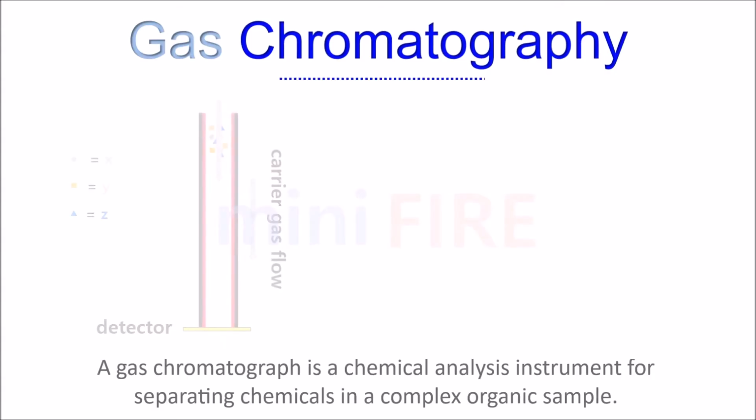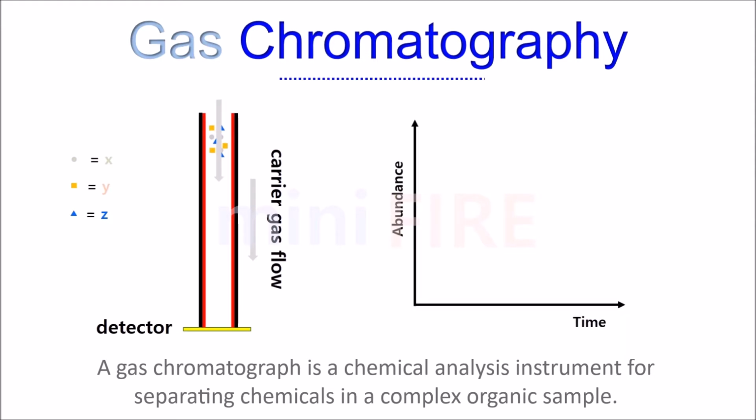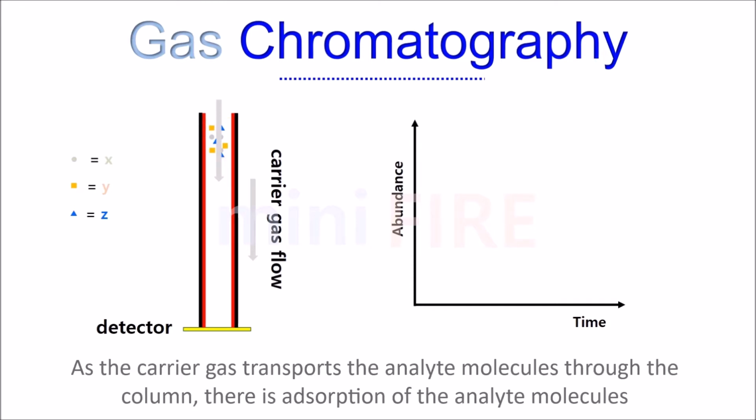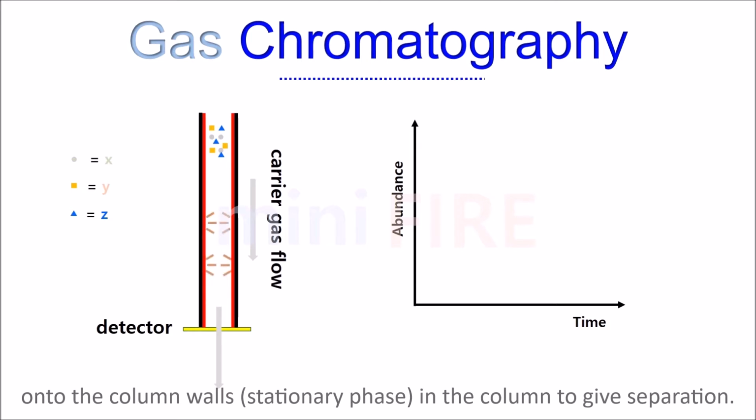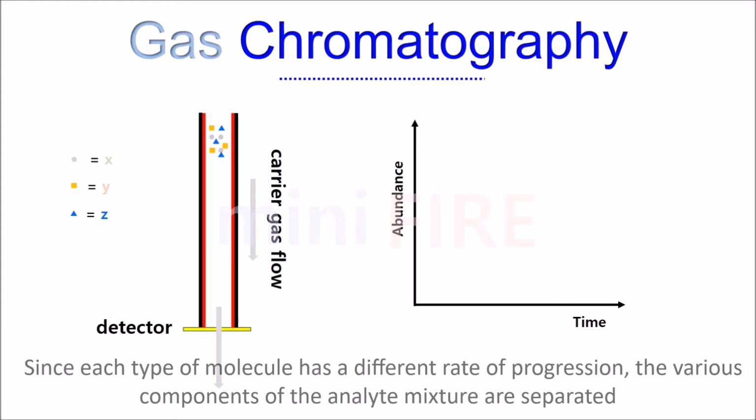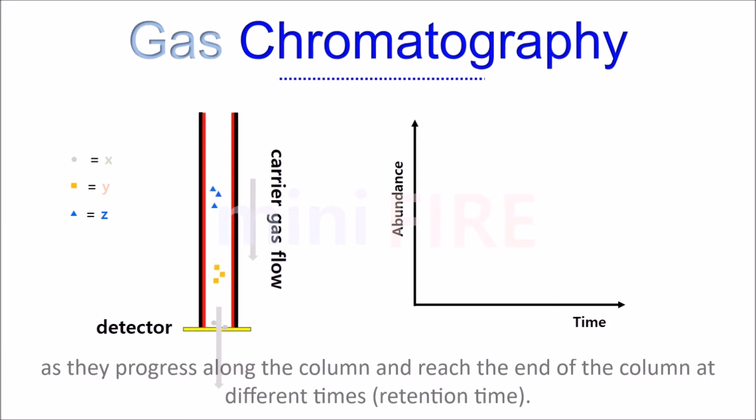A gas chromatograph is a chemical analysis instrument for separating chemicals in a complex organic sample. As the carrier gas transports the analyte molecules through the column, there is adsorption of the analyte molecules onto the column walls to give separation. Since each type of molecule has a different rate of progression, the various components of the analyte mixture are separated as they progress along the column and reach the end of the column at different times.